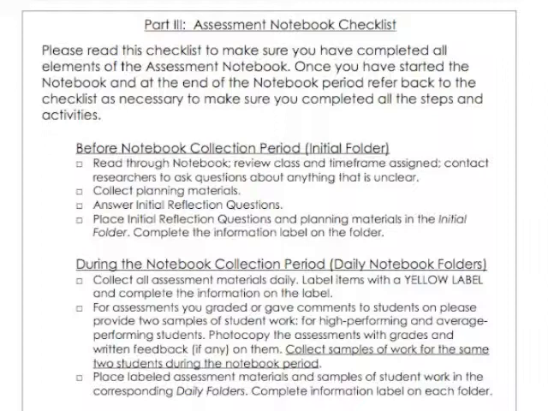Please refer to the checklist on page 12 to make sure you have completed all elements of the notebook. Mail the completed notebook and all materials back to the research team in the pre-labeled envelope provided.